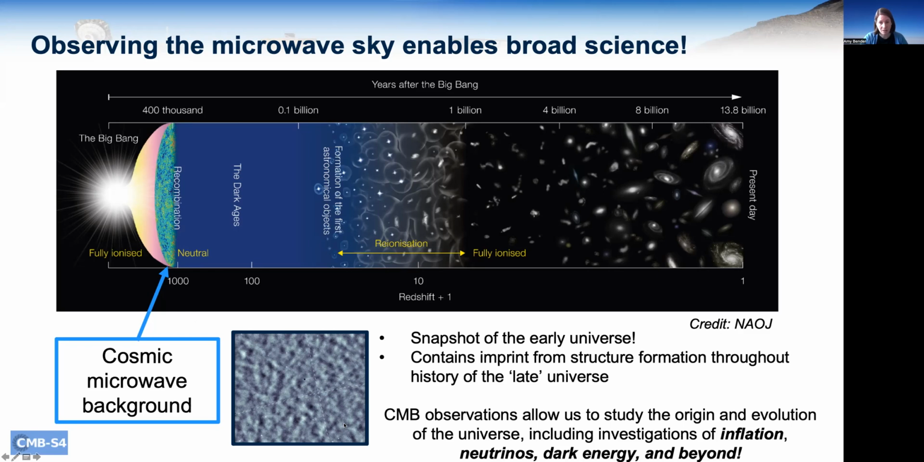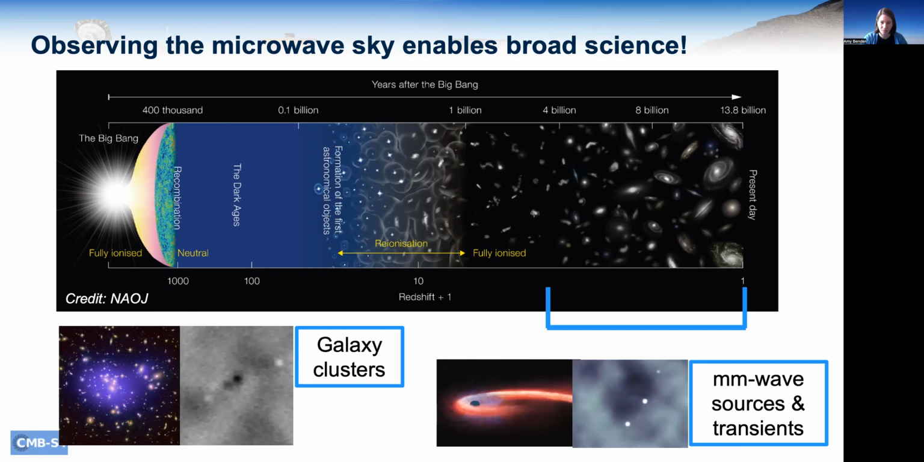The CMB also contains the imprint from structure formation that happened throughout the late universe. And so CMB observations allow us to study both the origin and the evolution of the universe, asking questions about inflation, neutrinos, dark energy, and beyond. Now, if that's not enough to get you excited, maybe this will.